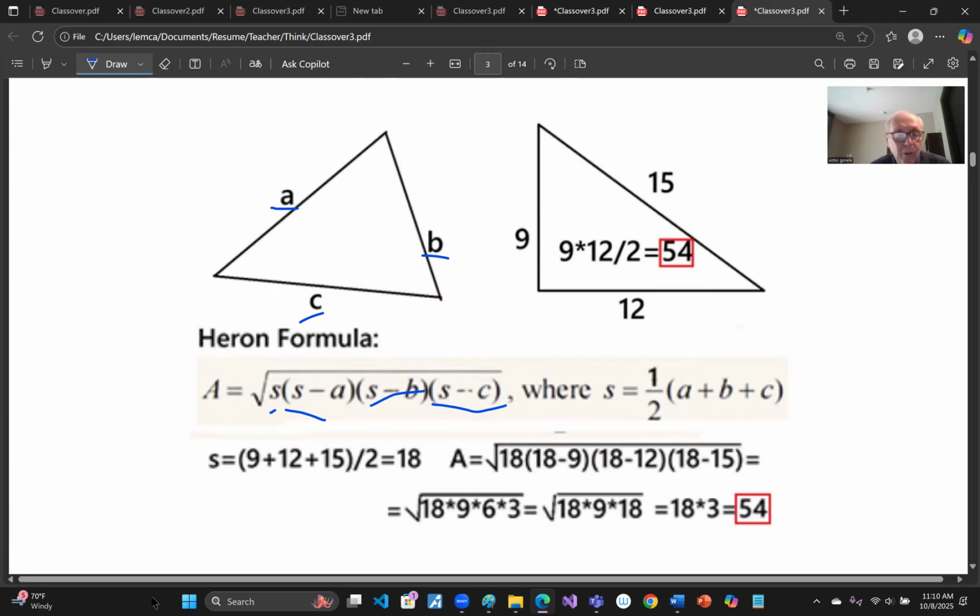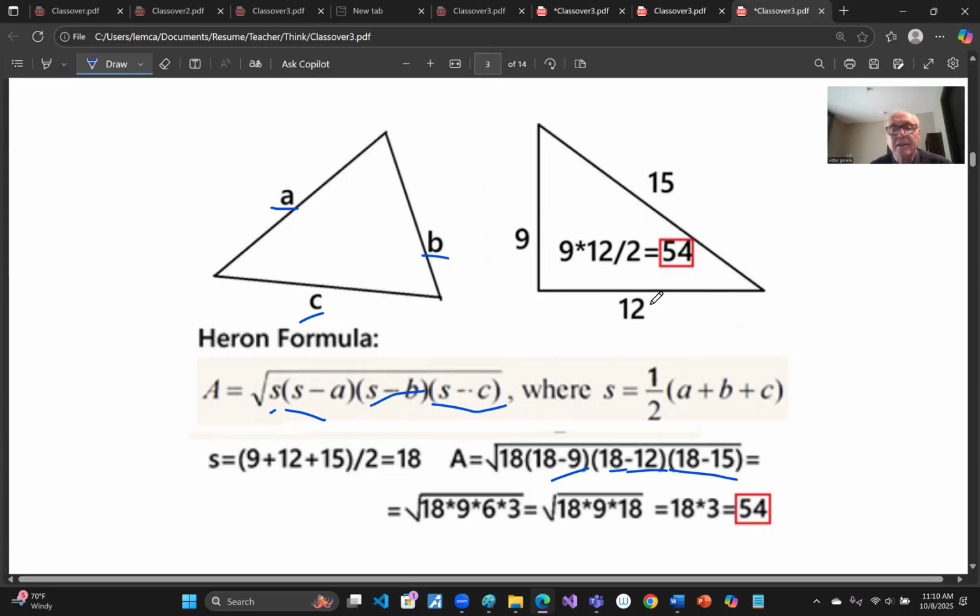perimeter. So s is equal to (9 plus 12 plus 15) over 2, 36 over 2, 18. So the area is equal to the square root of 18 by (18 minus 9), (18 minus 12), and (18 minus 15). It is the square root of 18 multiplied by 9, by 6, and by 3. It is the square root of 18 multiplied by 9 multiplied by 18, which is 54.